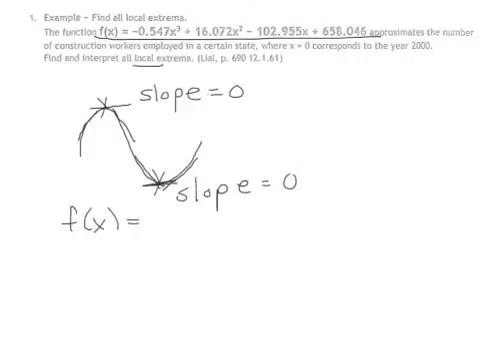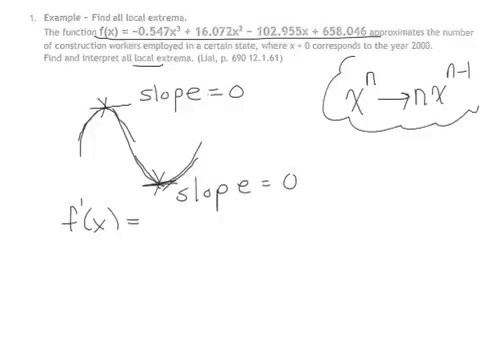So for the first term, we would use the power rule. Let me just remind you what that looks like. Any variable to the power n, the derivative will be nx to the n minus 1. Okay, let's put that aside so we can use that to help us. So here in the first term, we would be multiplying negative 0.547 by 3. And there we would have negative 1.641 x squared is the first term.